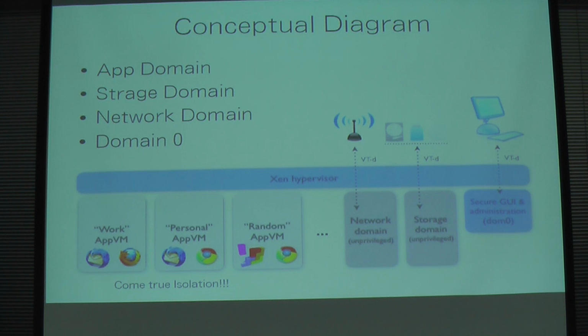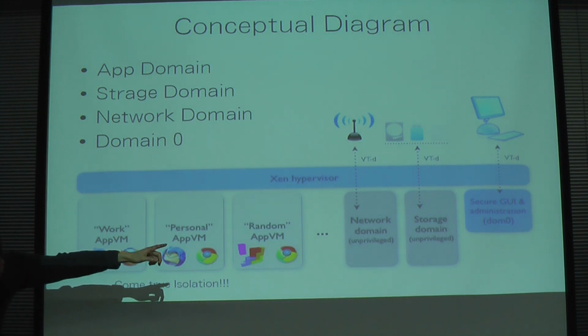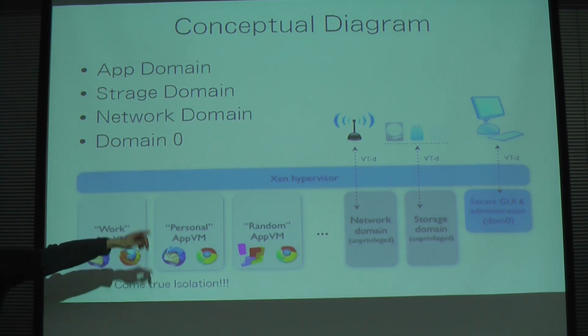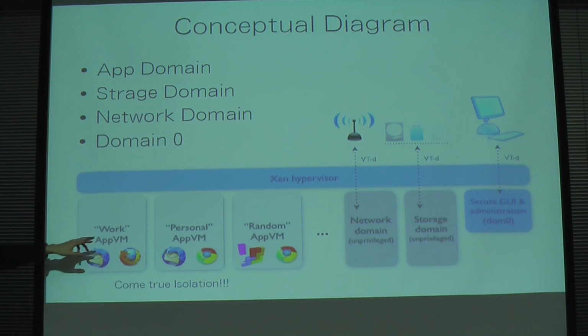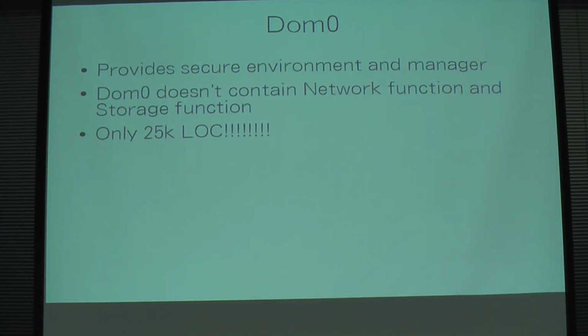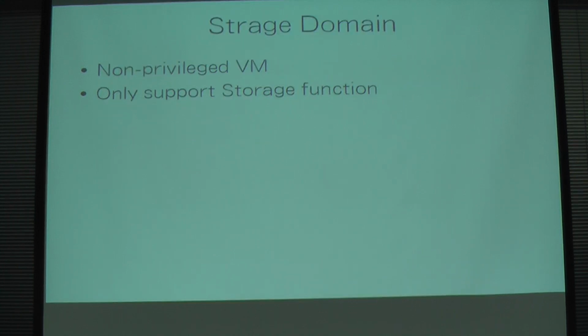So this is a conceptual diagram. There is hardware and then the hypervisor, and domain 0 is a privileged domain that executes some other VMs. For example, a work AppVM, a personal AppVM, and a random AppVM. They are separated by the users' use. So domain 0 provides a secure environment and manages the other VMs, and it does not contain network or storage functions, and it is small in lines of code, so it is secure.